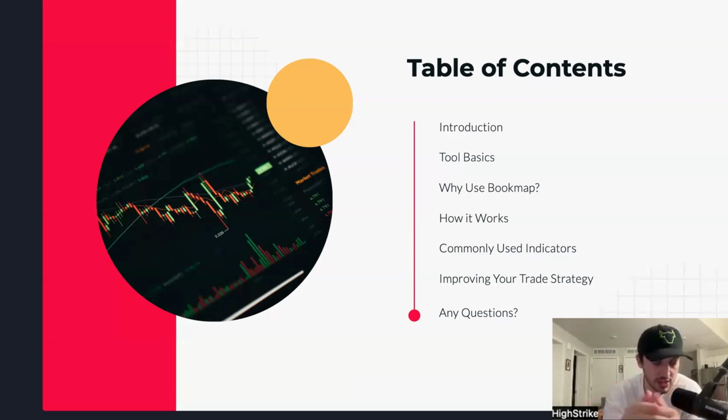Just like I was saying before I started recording here, it gives you a little bit more insight on where those orders can be, where that resistance can be, where that support can be. And it gives you that visual representation. So we'll talk about some other commonly used indicators. Support and resistance is a big part of this, supply and demand. And then we'll talk about improving the strategy. I'll talk about how I improved my strategy, okay?